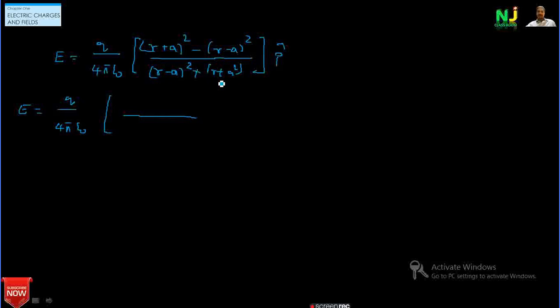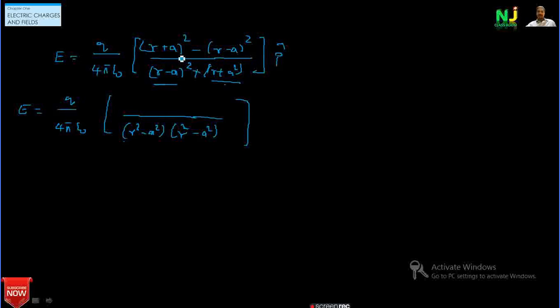(r minus a) into (r plus a), that is r square minus a square, into r square minus a square. We can write it like that. In the denominator, (r minus a) whole square is (r minus a) into (r minus a), and (r plus a) whole square is (r plus a) into (r plus a). One (r minus a) and one (r plus a) gives r square minus a square using the a square minus b square formula. What is the a square minus b square formula? It is (a plus b) into (a minus b).